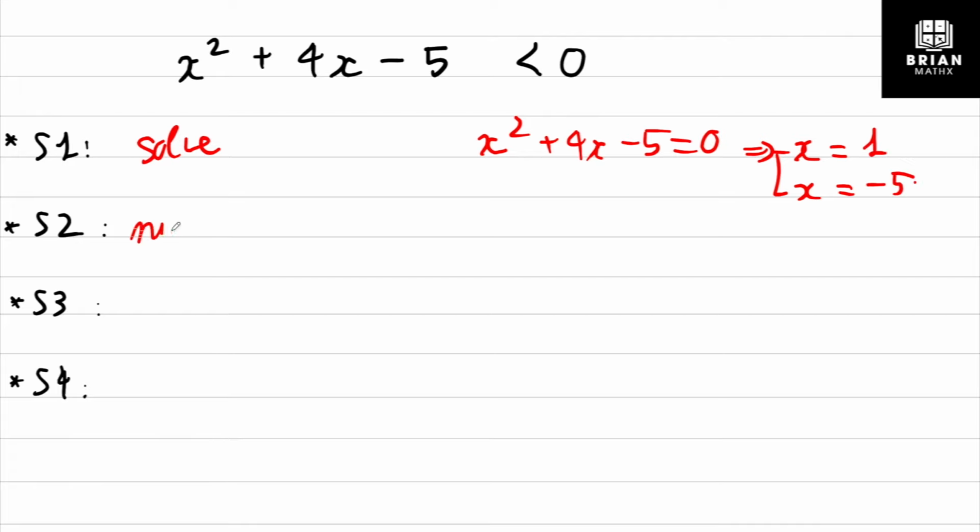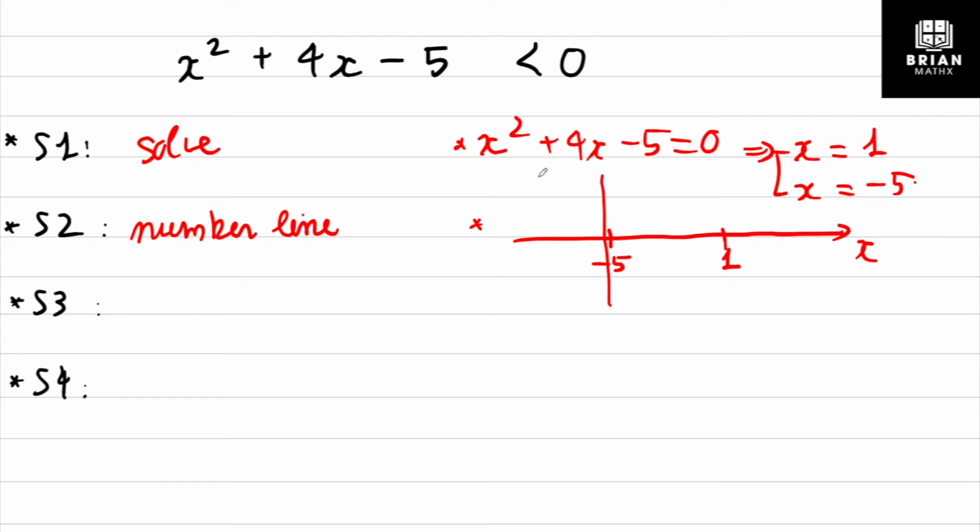The next step, I will use a number line. The number line will tell me the order of the solutions from the first step. On the number line you have negative 5 and 1 in this position. Because 1 is greater than negative 5, I put 1 on the right hand side and negative 5 on the left hand side. The two solutions here divide the number line into three parts: the first one here, the second one in the middle, and the last one on the right hand side.